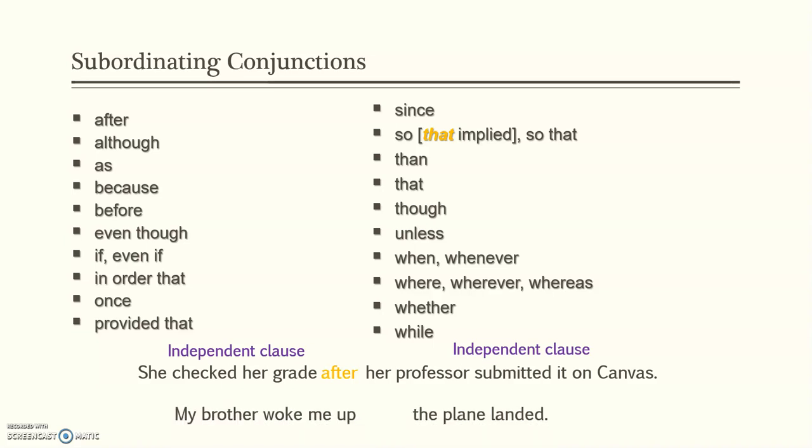Here we have another example. My brother woke me up. That can stand all on its own, as can the second portion, the plane landed. Both are independent clauses, and so they need something in the middle to join them. You can join them by choosing one of these subordinating conjunctions that make sense. My brother woke me up when the plane landed. Now note that there are no commas involved here, unlike our next set of conjunctions.